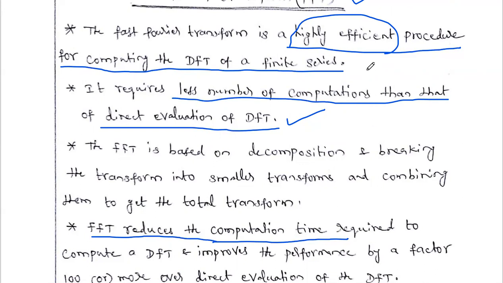Then each 4-point DFT is again divided into 2-point DFTs, that is the butterfly. So we are performing separately, then we are combining the answers in order to get the total transform. So this concept is called the fast Fourier transform.